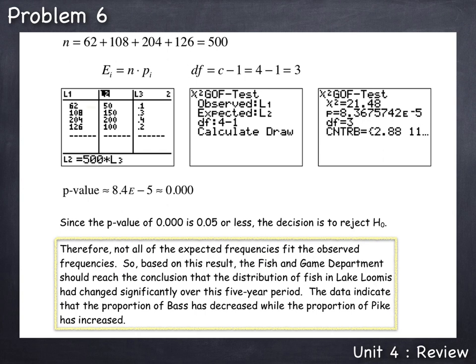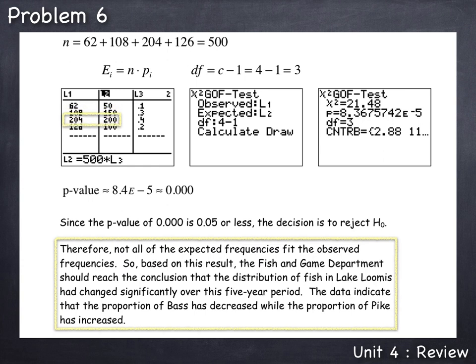So, looking at the catfish data, we expected 50 if things had not changed, but we actually had observed 62 5 years later. This is a pretty big increase. So we could say that the number of catfish in Lake Loomis had actually increased somewhat over this time. Looking at the bass, where we expected 150, but actually observed 108, 108 is significantly lower than the 150 that were expected. So we could actually say that the proportion of bass in Lake Loomis had actually declined significantly over this time period.